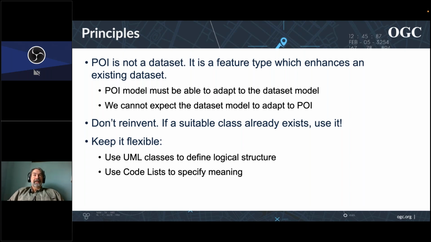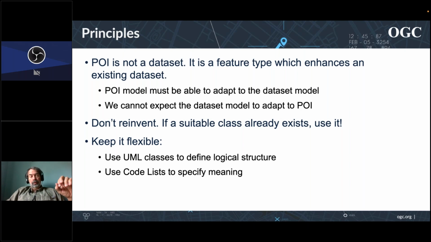So therefore, the POI conceptual model has been designed to be very adaptable, very flexible. Second of all, don't reinvent. If there's already an existing class, if the concept is already defined somewhere, reuse it. Don't create a new one which is almost but not quite the same. And once again, keep it flexible.